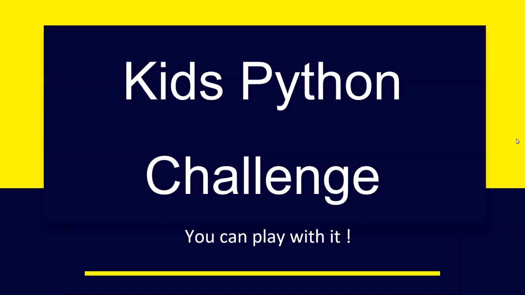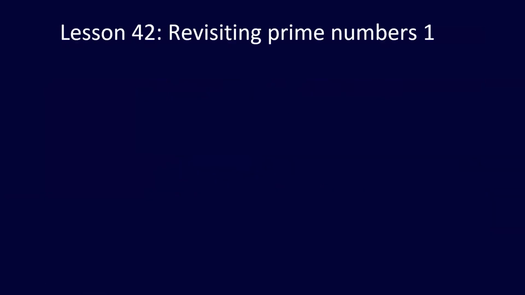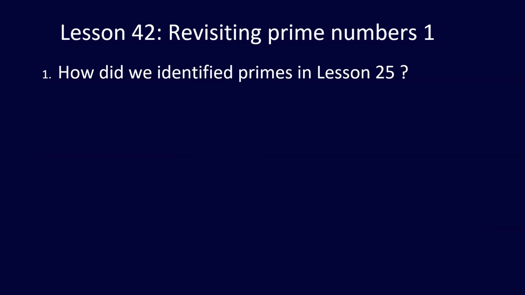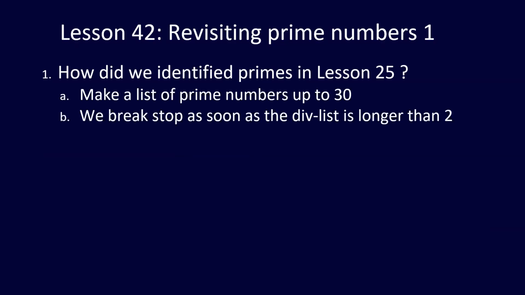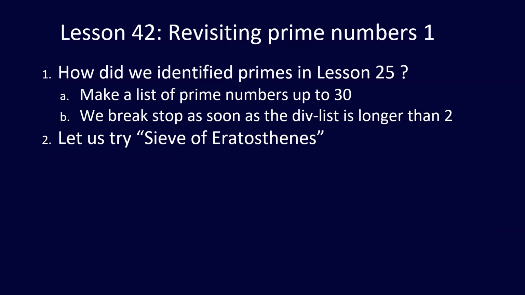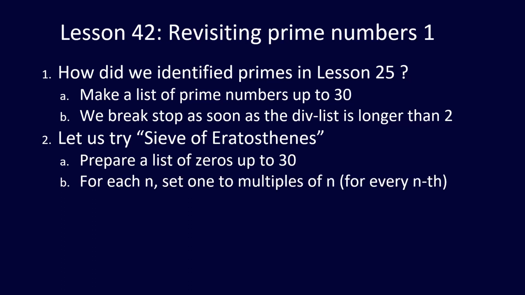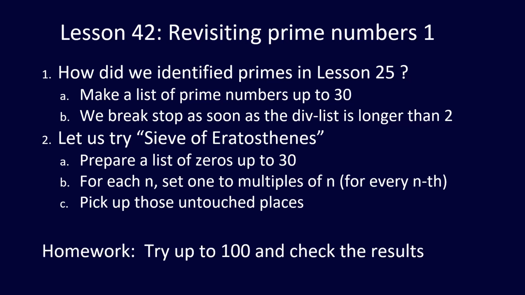Let's remember what we were doing last time. We were revisiting prime numbers. We first remembered how we did the prime number identification in lesson 25, and then we tried a presumably faster algorithm called the sieve of Eratosthenes, and quickly checked that they give the same answer. The homework was to try up to 100 and check the results.